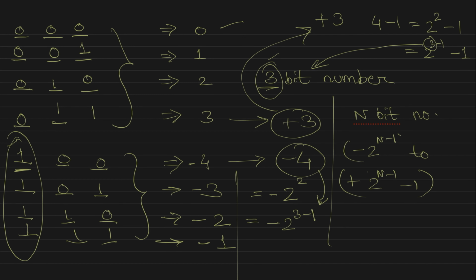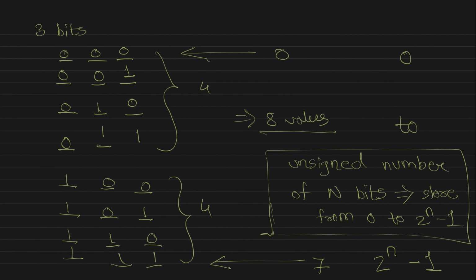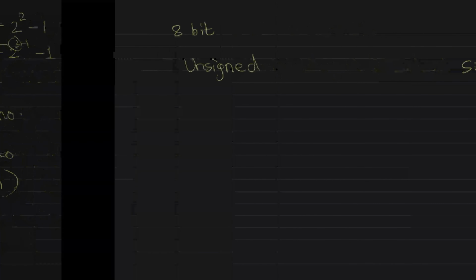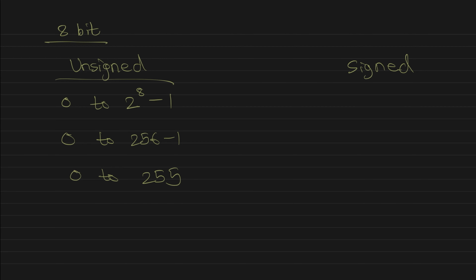Okay. Let's say our number was an 8-bit number. So we'll now write unsigned and signed ranges. For unsigned, what was our equation that we came up with earlier? It was 0 to 2 raised to n minus 1. Okay, so for unsigned 8-bit, we will have 0 to 2 raised to 8 minus 1, which is 0 to 2 raised to 8 is 256 minus 1, so 0 to 255. So for an 8-bit unsigned number, we can store 0 to 255.